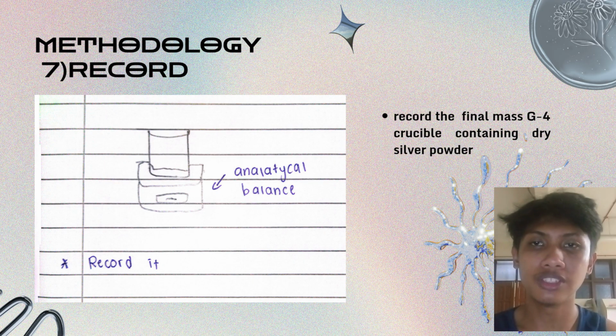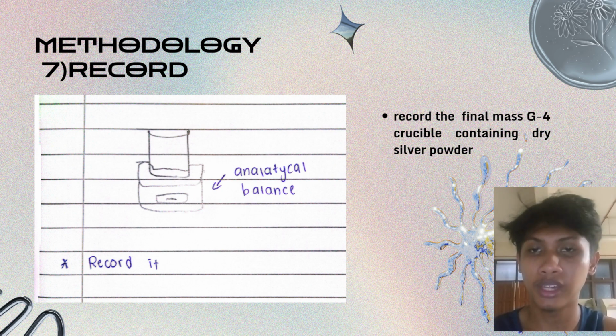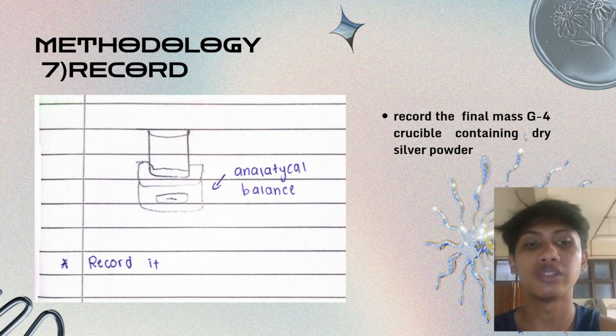Finally, after the silver powder has been completely dried, the G4 crucible containing the dry silver powder is weighed again using an analytical balance. The final mass is carefully recorded. By subtracting the initial mass of the empty crucible from the final mass, we can determine the mass of recovered silver.